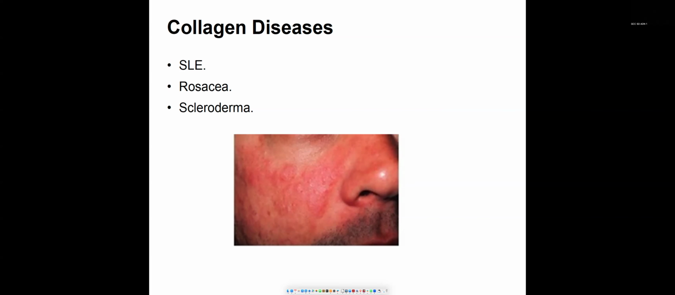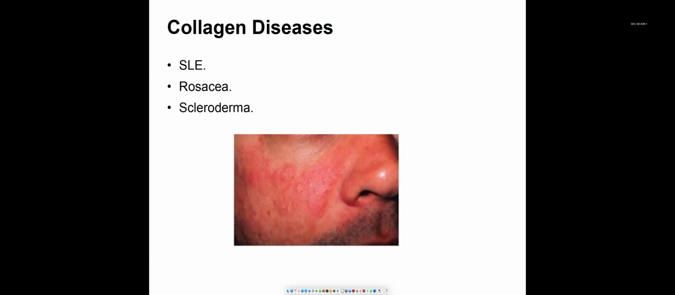SLE is an autoimmune disease that commonly affects women. Different key features produce skin lesions and other systemic symptoms. The most common characteristic feature is this butterfly-shaped red rash across both cheeks, joined at the bridge of the nose, right?